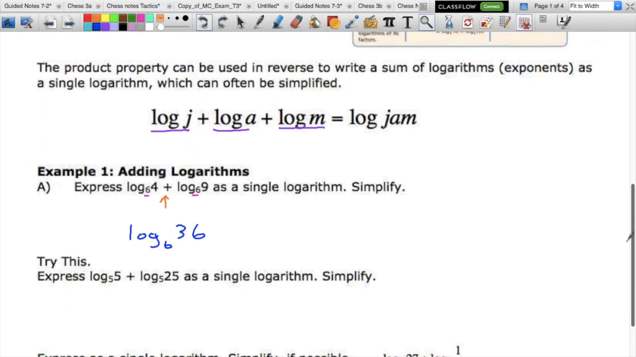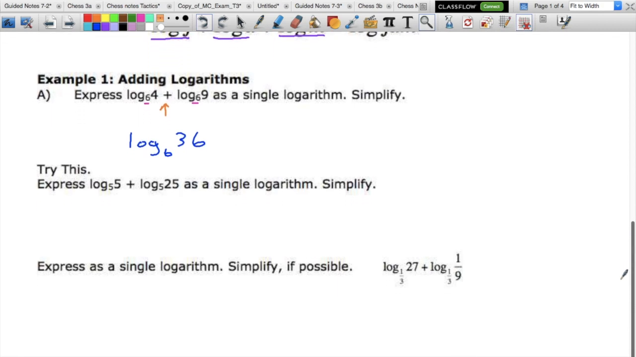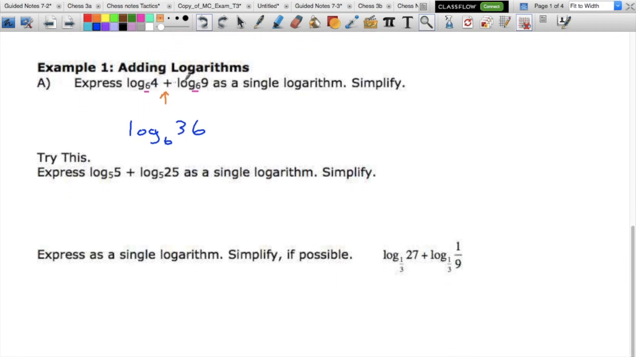It's 4 and 9. What is it? For example, let's rewrite this. 6 to what power equals 4? Right? 6 to what power equals 4? That's how you'd write that one. And then 6 to what power equals 9?